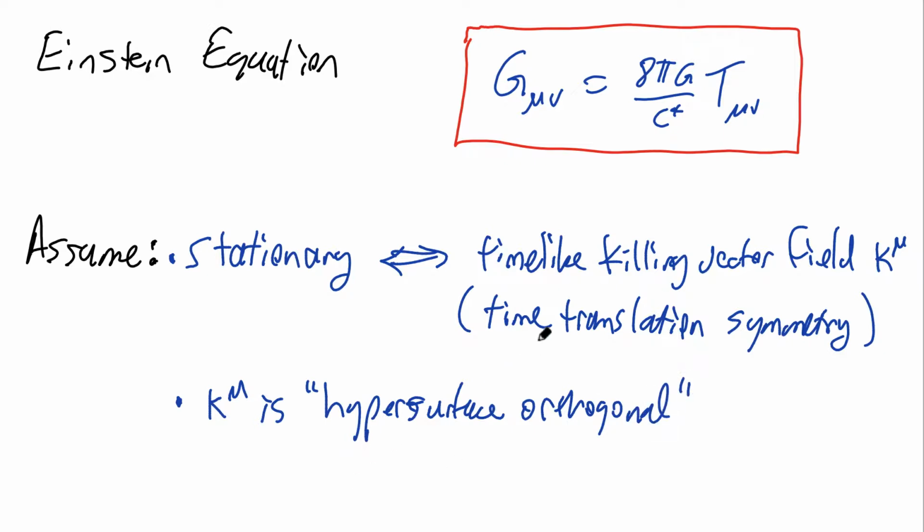Now, there are various ways of expressing what it means to be hypersurface orthogonal. One way is to say that K, written as a covector with an index down, is the gradient of a scalar, or it's proportional to the gradient of a scalar. So let's let S and T be scalar fields. So this is a gradient of a scalar, partial mu T, and this is a proportionality function. S and T are scalars.